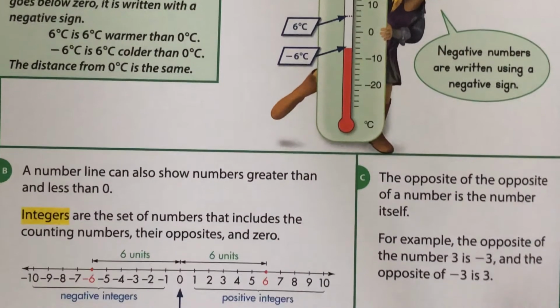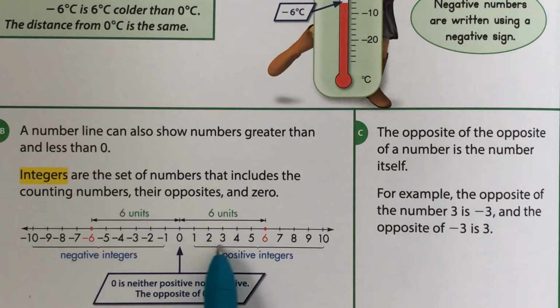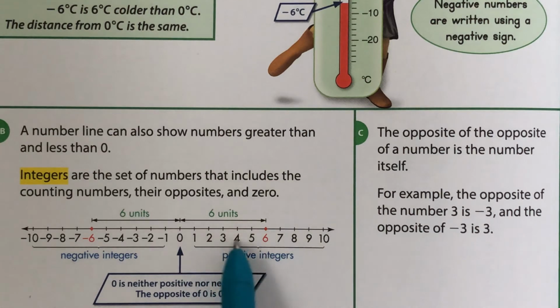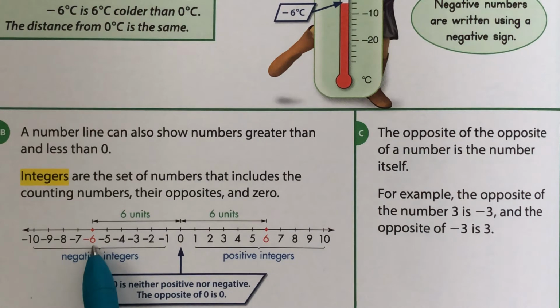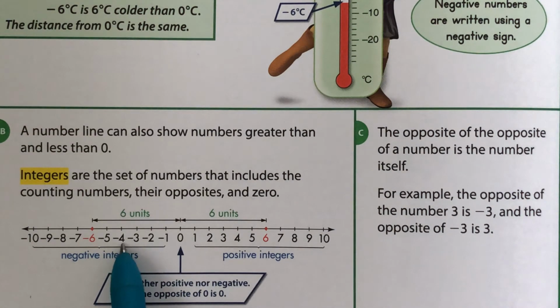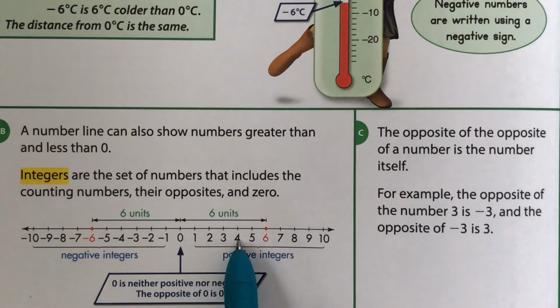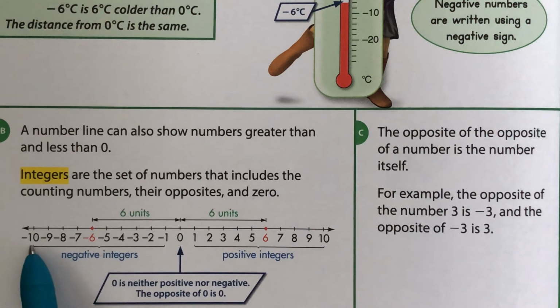Now if we look a little bit further here, these are negative integers. They're all less than 0. These are positive integers. They're all greater than 0. And 6 and negative 6 are opposites because they're both 6 away from 0. Negative 4. What's the opposite of negative 4? 4. What's the opposite of 8? Negative 8. The opposite of negative 10? 10. And so on.